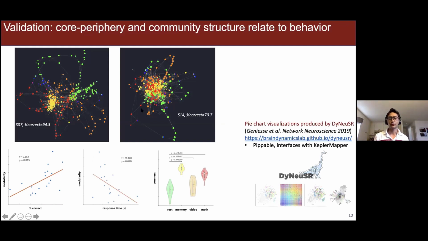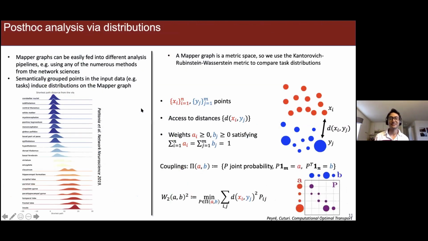In addition to this, we were also looking at different post-hoc analysis methods. Now, the nice thing with Mapper graphs is that they can be fed into machine learning pipelines, or they can just be analyzed using many of the different network science tools that are available. We also saw that something that has been used in the past for studying Mapper in the neuroimaging context was to take a particular region of interest and look at the distribution of distances to other regions. And in this paper by Alice Pitania and collaborators, they have these nice ridge plots where they were able to get some insights into the dopamine pathways of a Mapper graph.